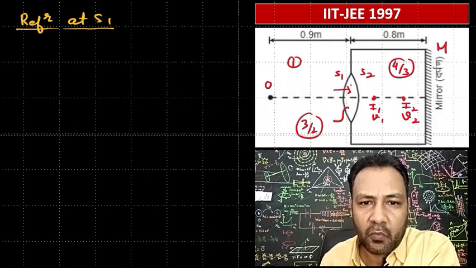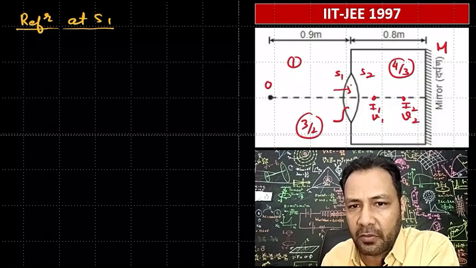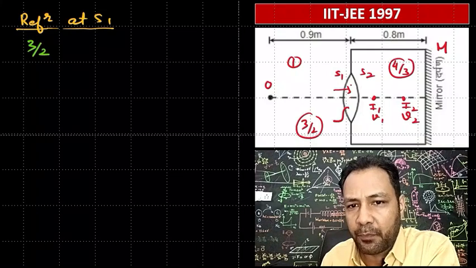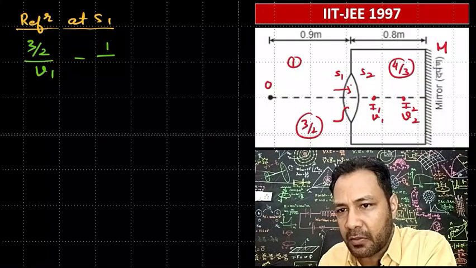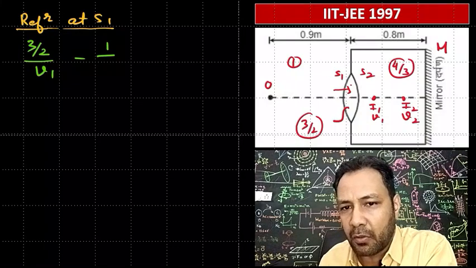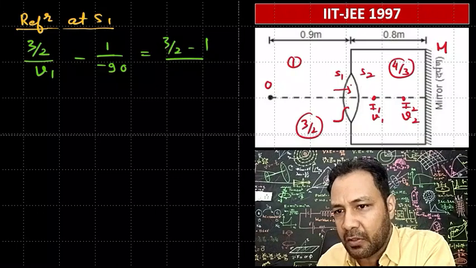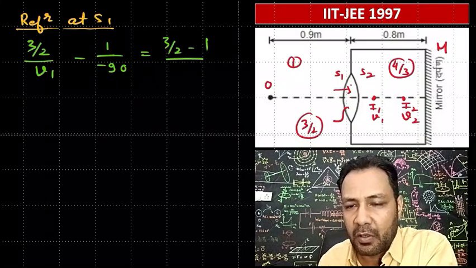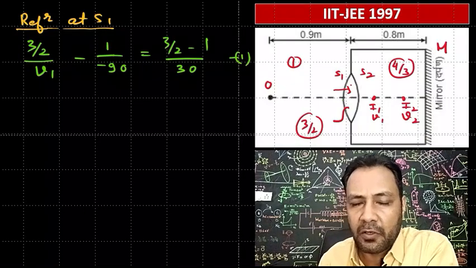Now for event 1, which is refraction at S1, we write 3/2, which is mu r, divided by V1, minus mu i which is 1, divided by U, where the object is at minus 0.9 meter or minus 90 centimeter position. U is minus 90, equals (mu r minus mu i) divided by R. For this first event, the center of curvature is on the right side, ROC was 30 centimeter, so plus 30 centimeter. That is the first equation.